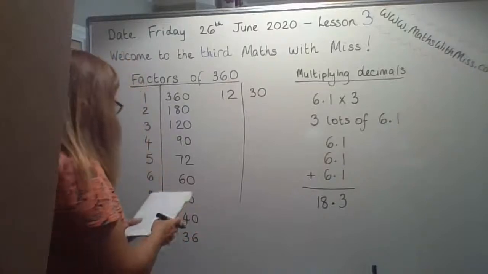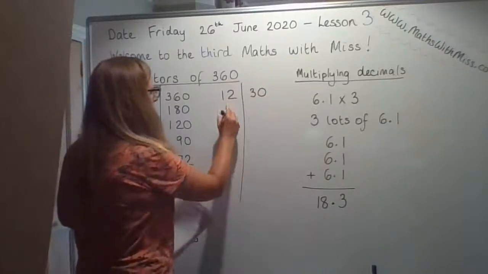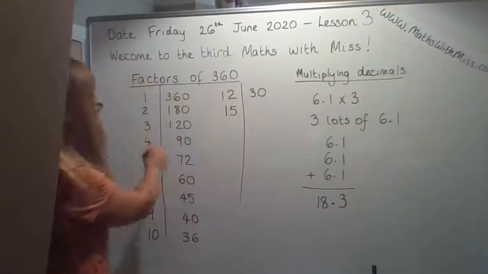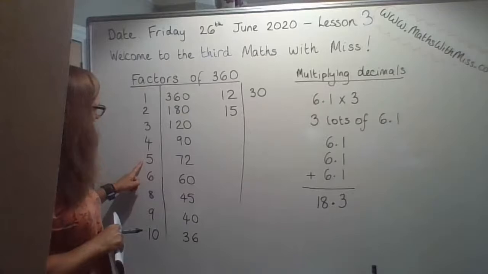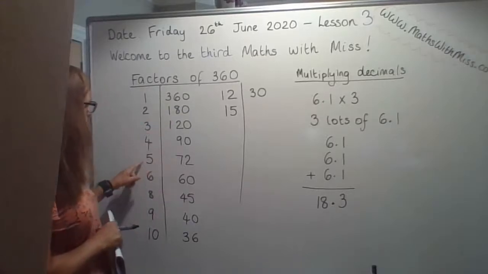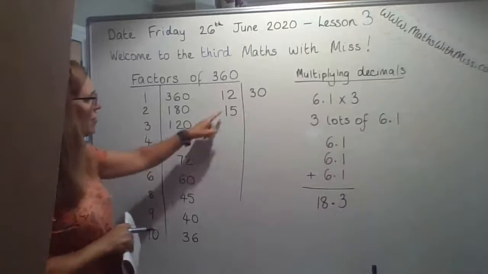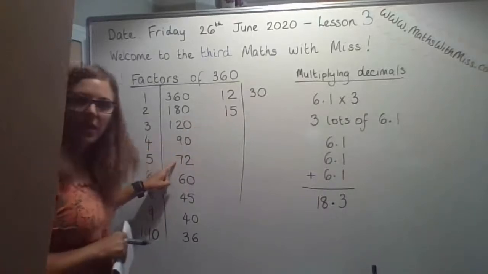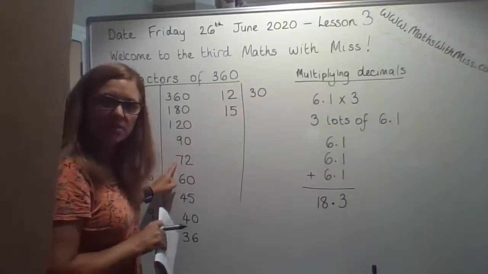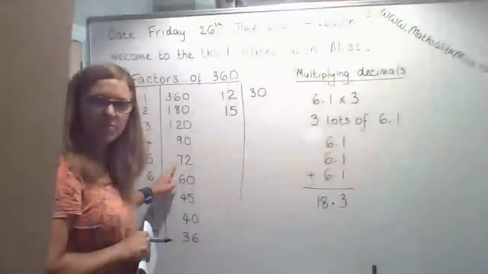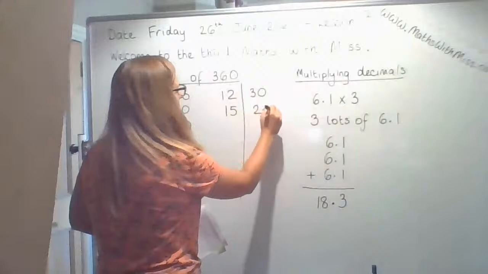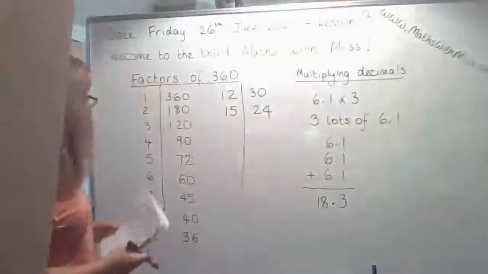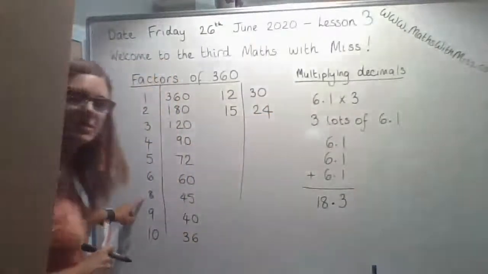So now we go to 15. Have we got any numbers that can help us? Well, 5 multiplied by 72 gives us 360. So if I multiply 5 by 3, I get 15. Can I divide 72 by 3? I can. It gives me 24.